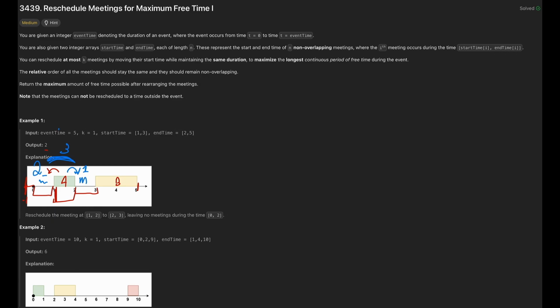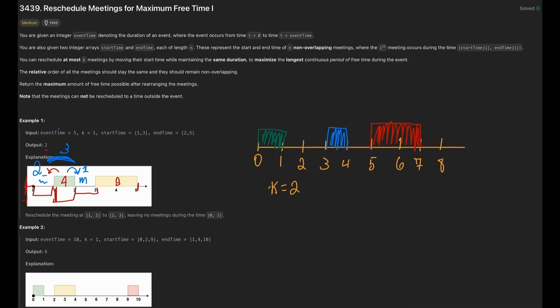So let's take a look and see what a different example would look like, one where the K is greater than 1. Taking a look at this problem I just drew, we can see we have 3 meetings here. K is now equal to 2, so we can move 2 meetings, and the gaps that currently exist on the page, there's one of length 2, one of length 1, and another one of length 2. As we can see, the event time would be equal to 8, and for the sake of this, we don't need to list out the arrays, but they would be of length 3, because again, we have 3 meetings.